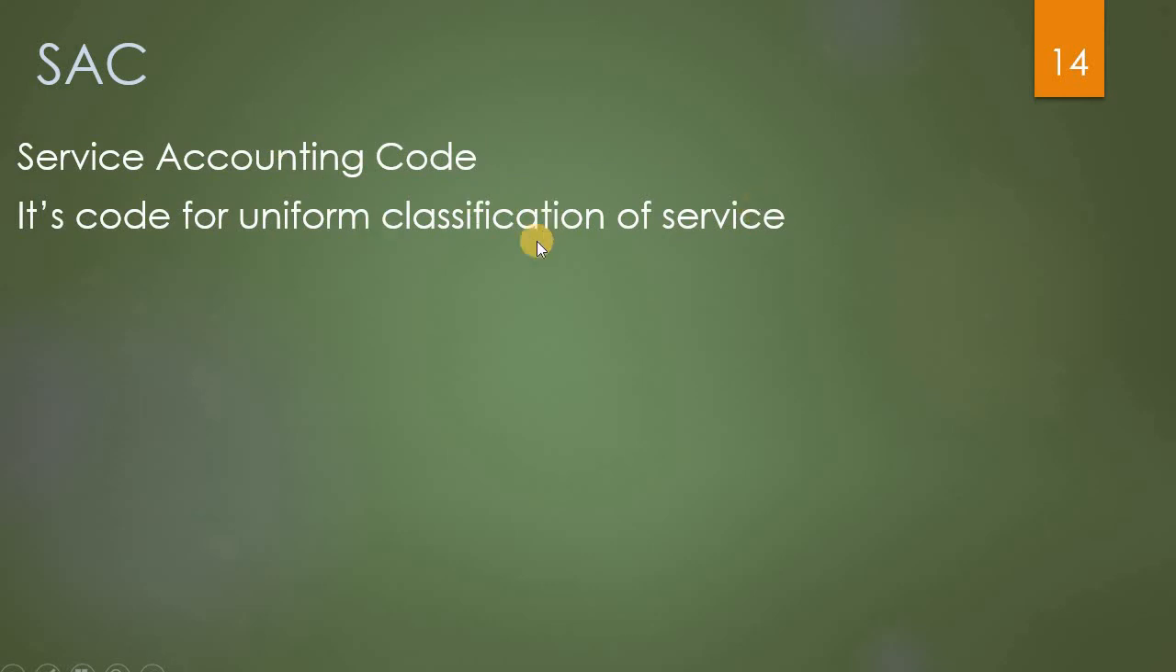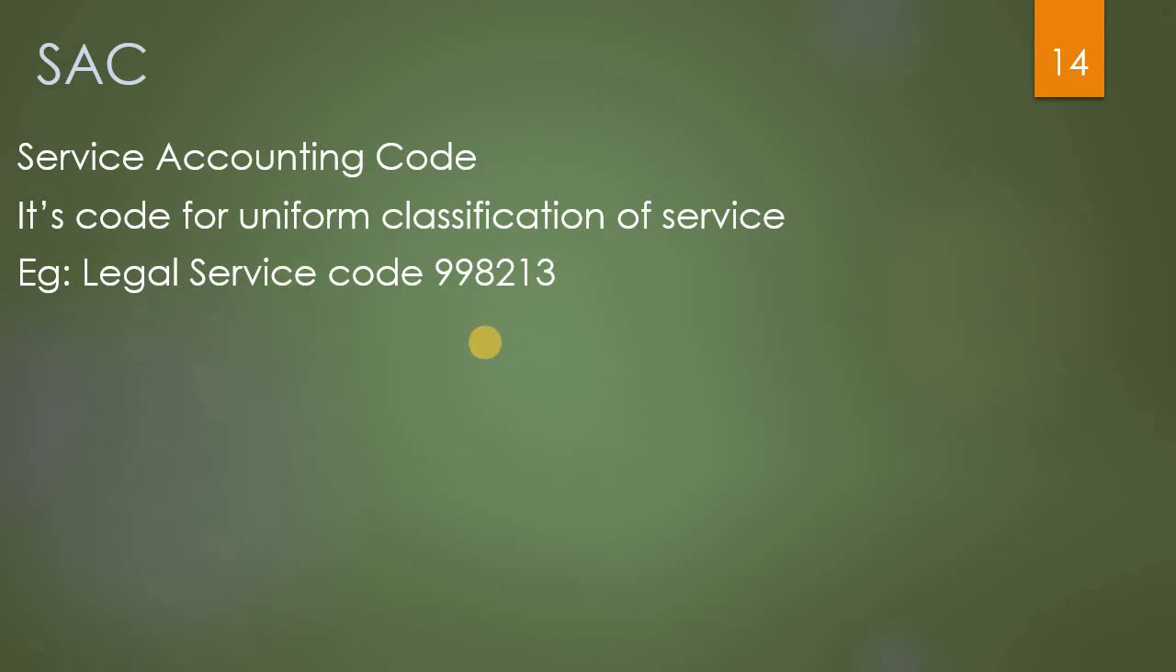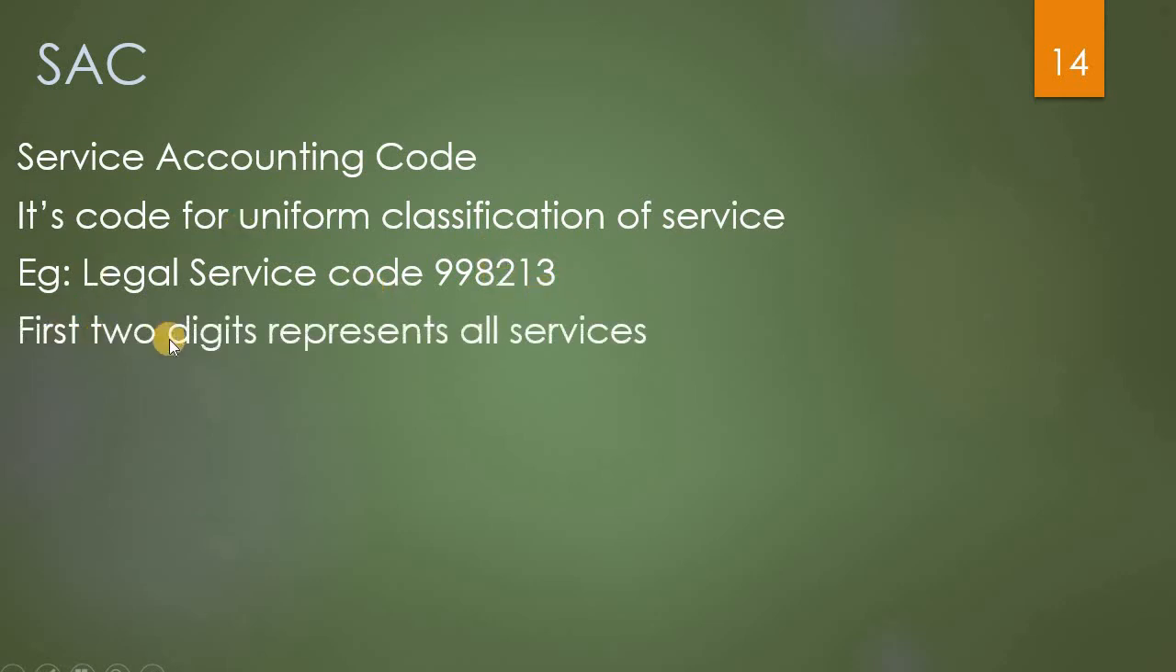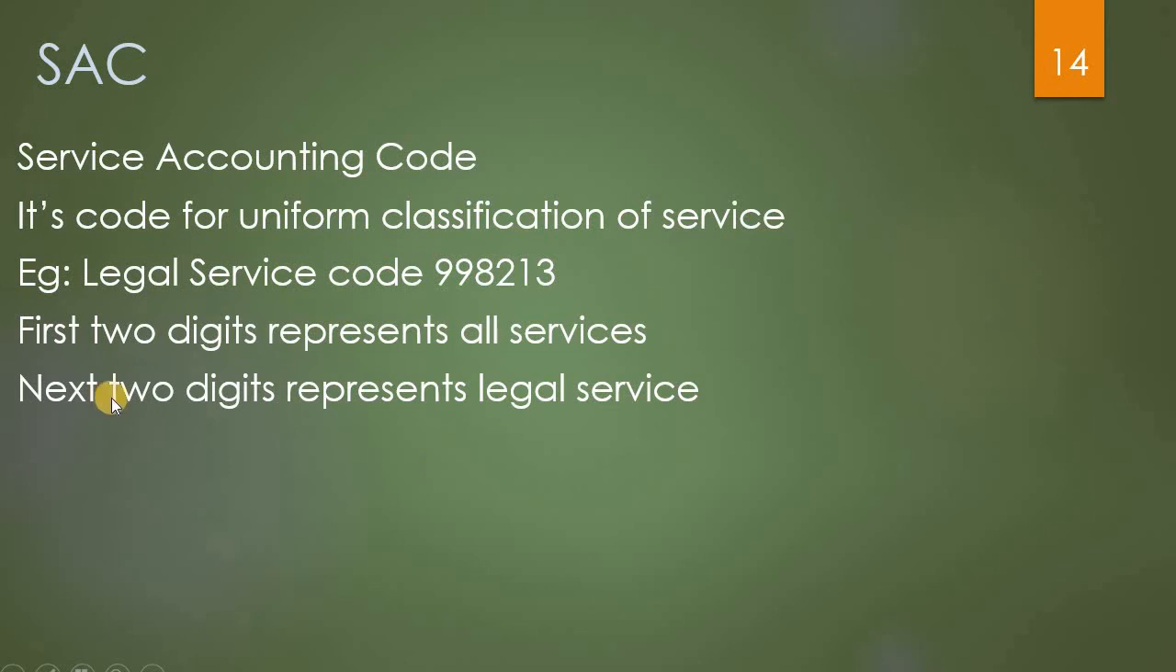Under this code, all the services are classified into various sections, chapters, and subheadings. For example, if I give legal service, the code of the legal service is 998213. So the legal service code is 998213. First 2 digits represent all services. Then the next 2 digits represent the legal service, that is, 82 represents legal service.